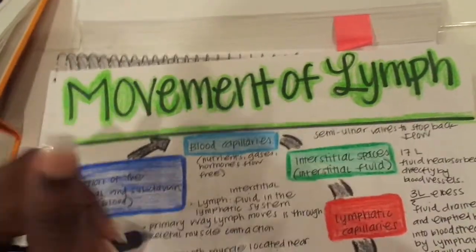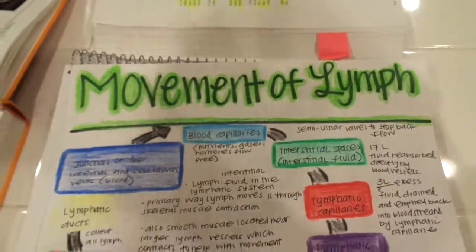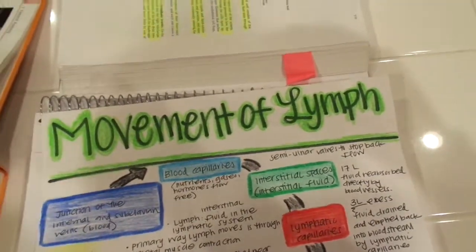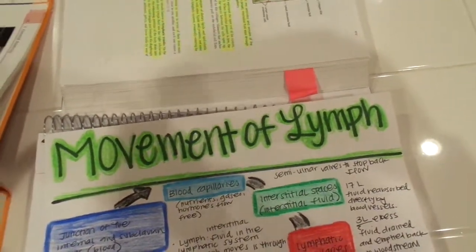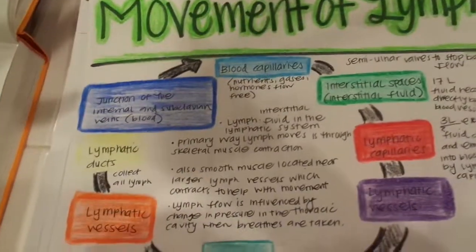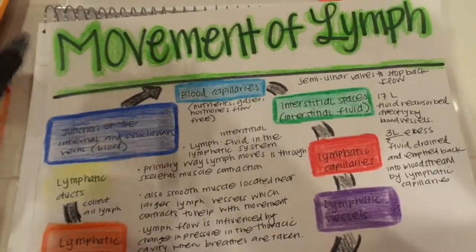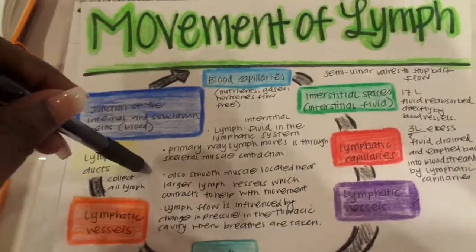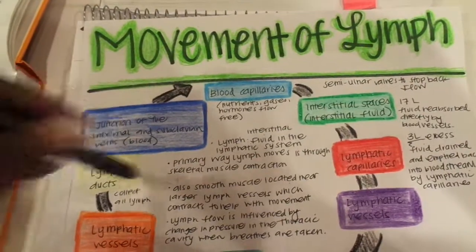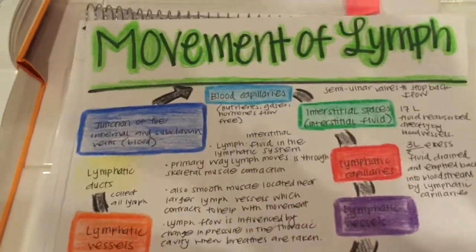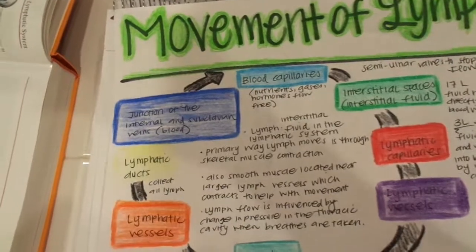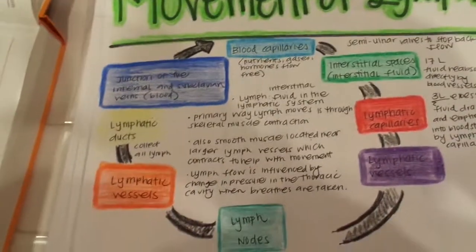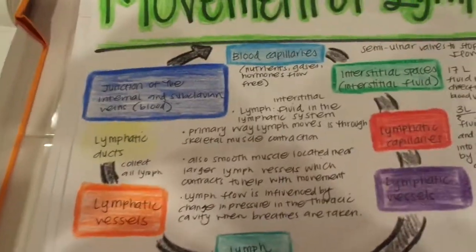The primary way that lymph moves is through skeletal muscle contraction, and they have these semilunar valves that stop the backflow. Okay, and they also have smooth muscle located near larger lymph vessels, which helps with movement through contractions. Okay, and the lymph flow is influenced by the change in pressure through breathing in the thoracic cavity.